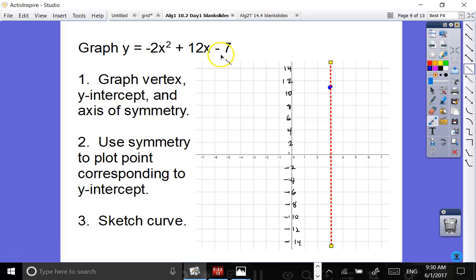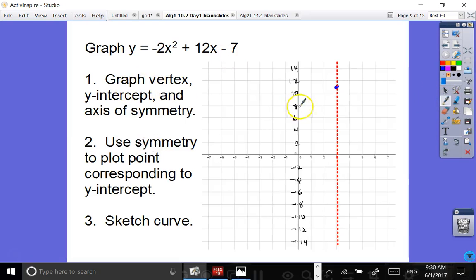We said the y-intercept was -7, and the vertex is there. I'm calling this the corresponding point: if there's a point which is 3 to the left of the axis of symmetry, then there's got to be a point which is 3 to the right, so I can automatically make a dot there. With those 3 points, can you kind of see where the U is going to go if I connect these 3? The answer is yes. Of course, it will keep going.